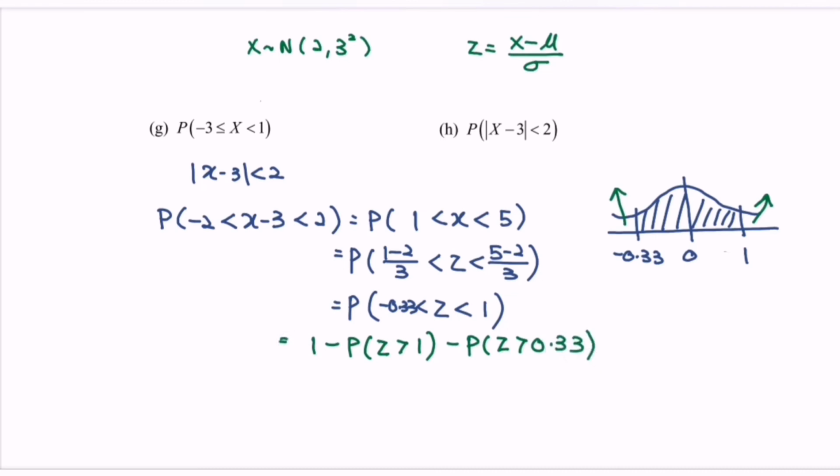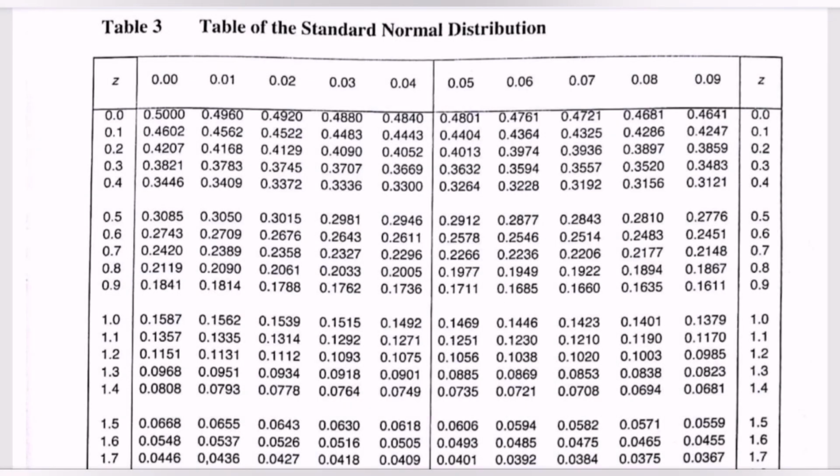Refer to the table. Here we have the table of standard normal distribution. First, we have to find 0.33. Here we have 0.3 and here we have 0.03. So the probability for 0.33 will be 0.3707. Next is to find Z greater than or equal to 1, where we have 1.0. So the value will be 0.1587.